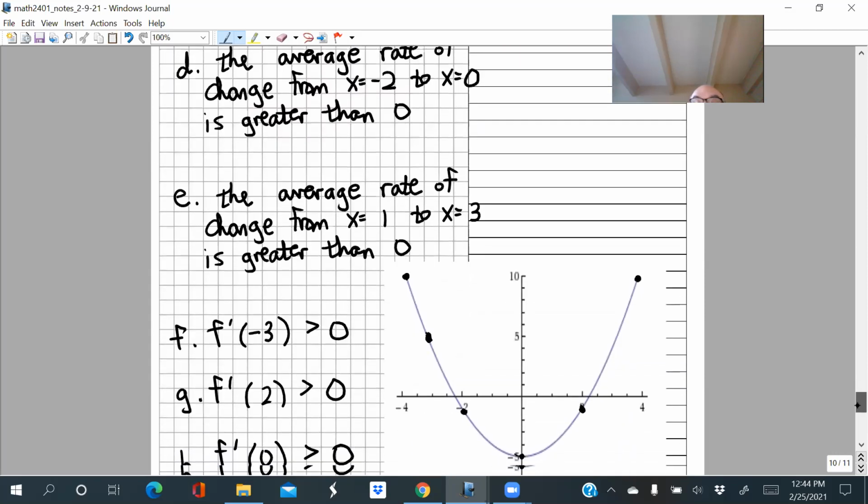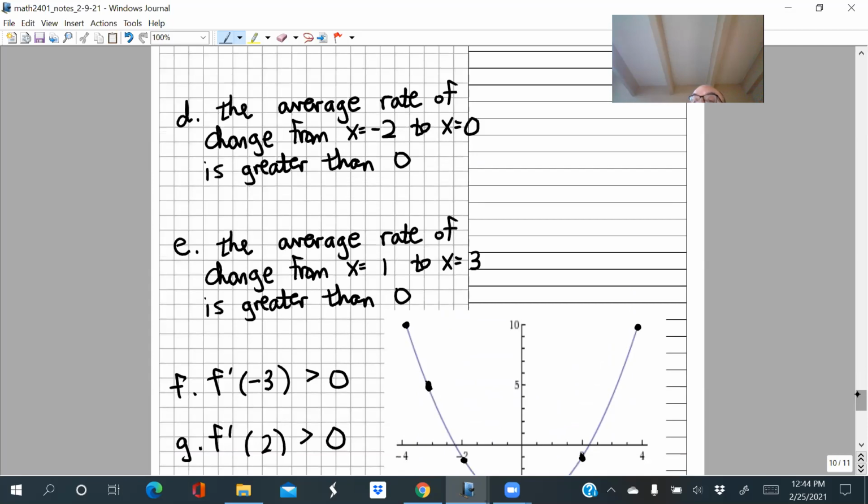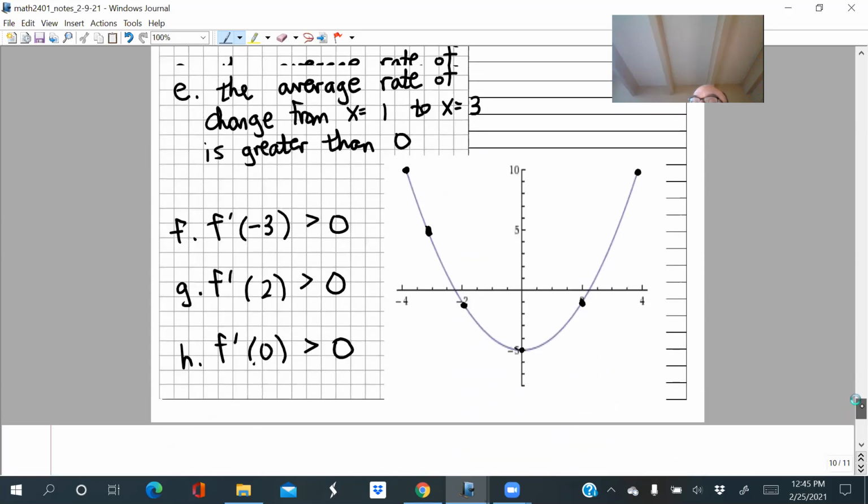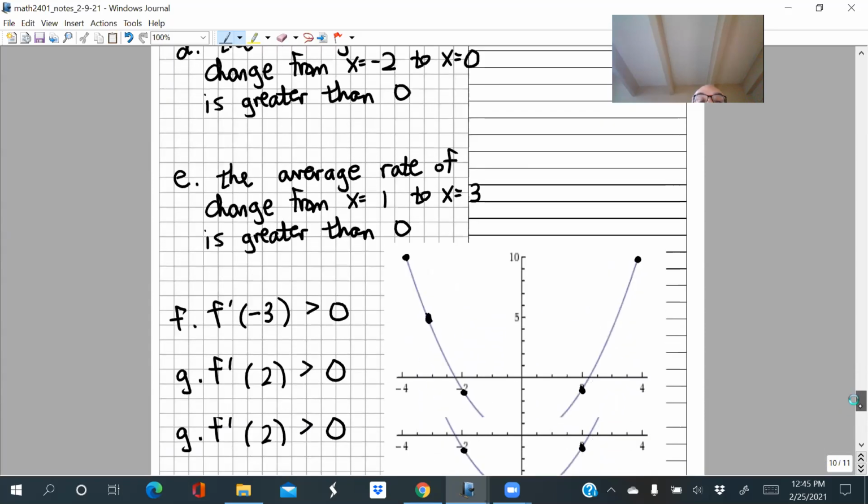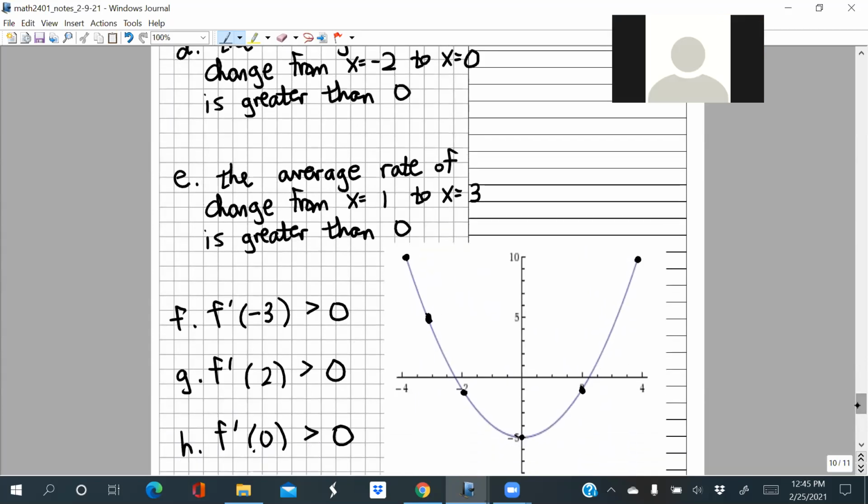The average rate, oh, so here's the graph again, so we can see this a little bit better without scrolling around. So there's the graph, and I want to know, is the average rate of change from -2 to 0 greater than 0? So this is average rate of change from -2 to 0. Is that greater than 0?